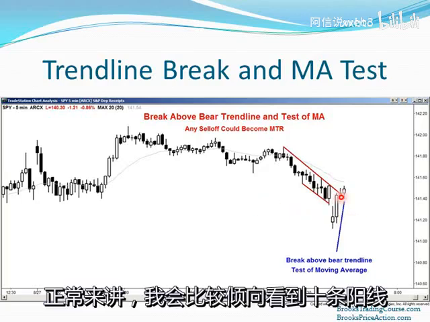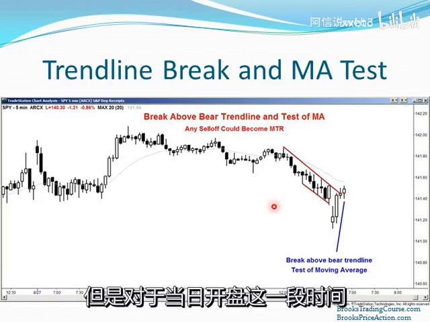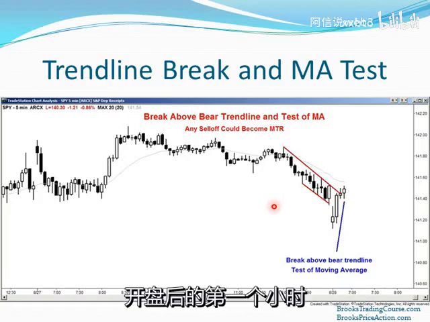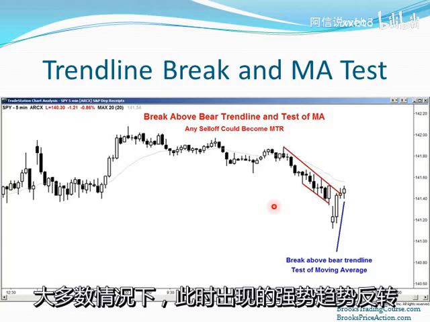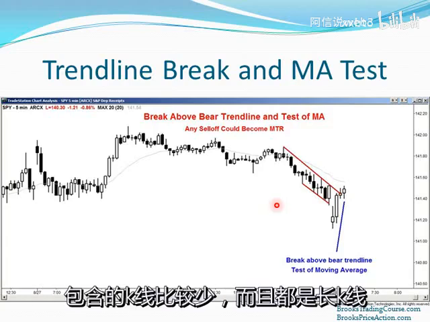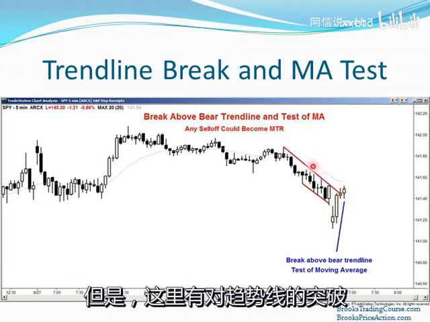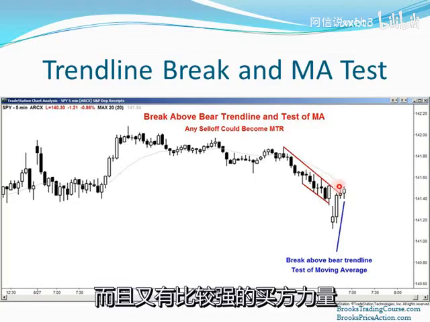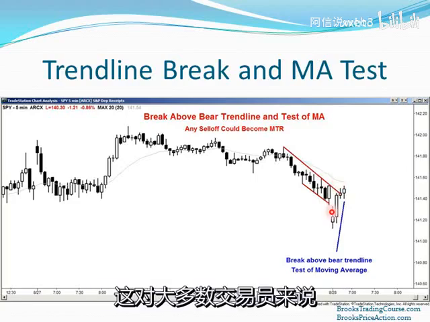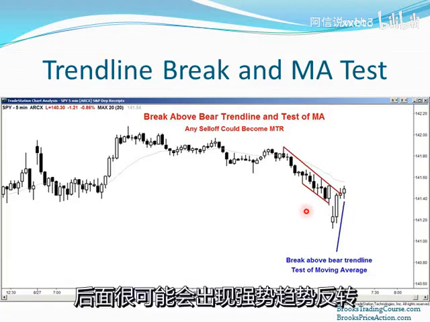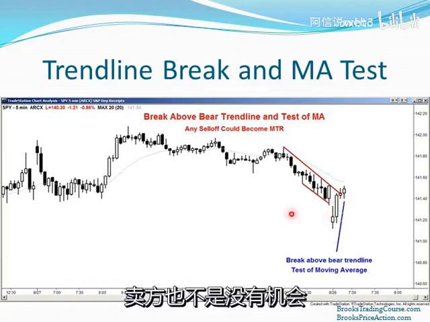It's only 4 bars up. In general, I'd like to see closer to 10 bars in the rally, but in the first hour of the day, a lot of times major trend reversals happen with fewer bars and bigger bars. So here we have 4 bars, and one of them is very big. However, we're breaking above the bull trend line, and we have good buying pressure here, so that's alerting traders to the possibility that any sell-off could result in a major trend reversal.